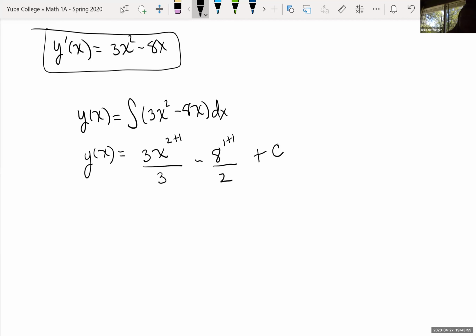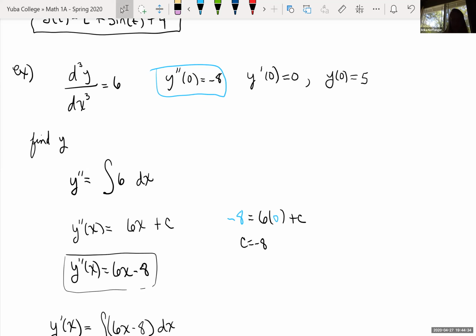So y of x is equal to, my 3's cancel and I'm left with x cubed minus, 2 goes into that 8, so that's going to give me minus 4x squared plus c. Sorry, I'm going to go up and grab something so we can figure out what c is.